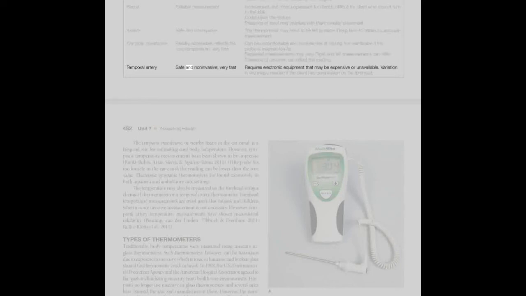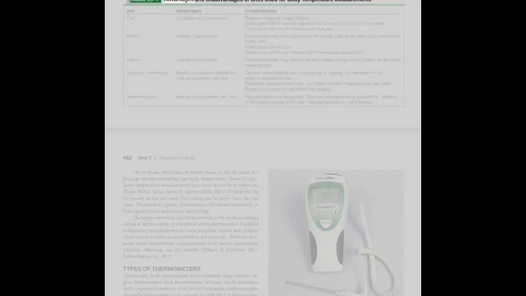Temporal artery: safe and non-invasive. Very fast, requires electronic equipment that may be expensive or unavailable. Variation in technique needed if the client has perspiration on the forehead. Table 29-1. Advantages and disadvantages of sites used for body temperature measurements.